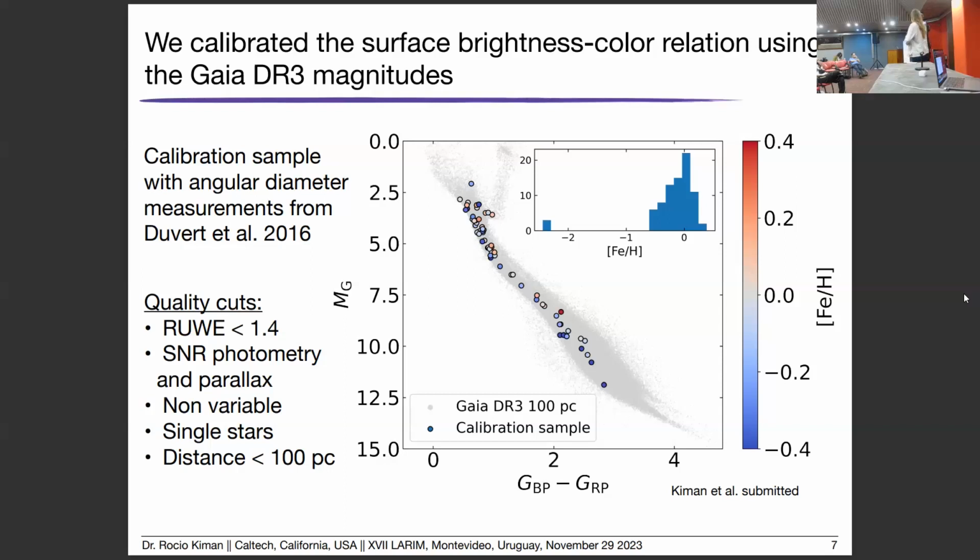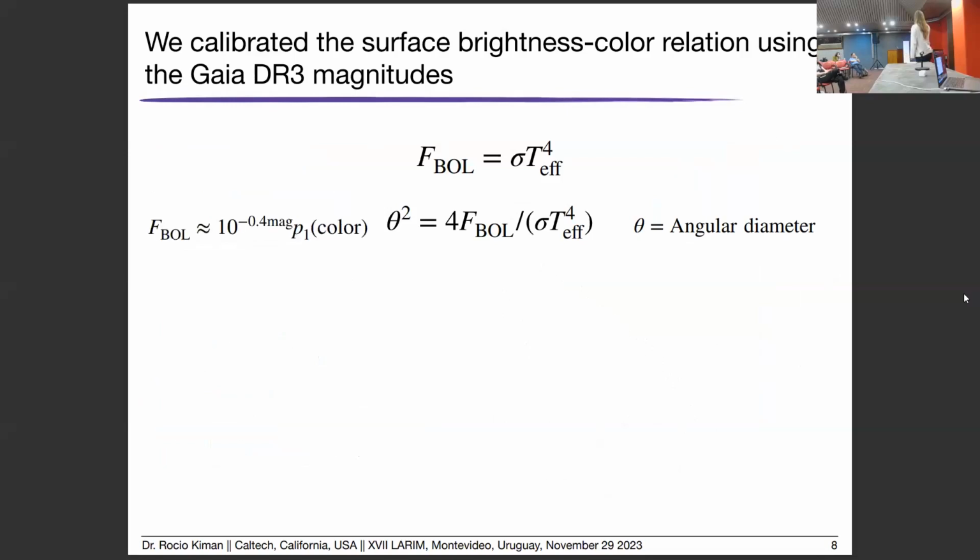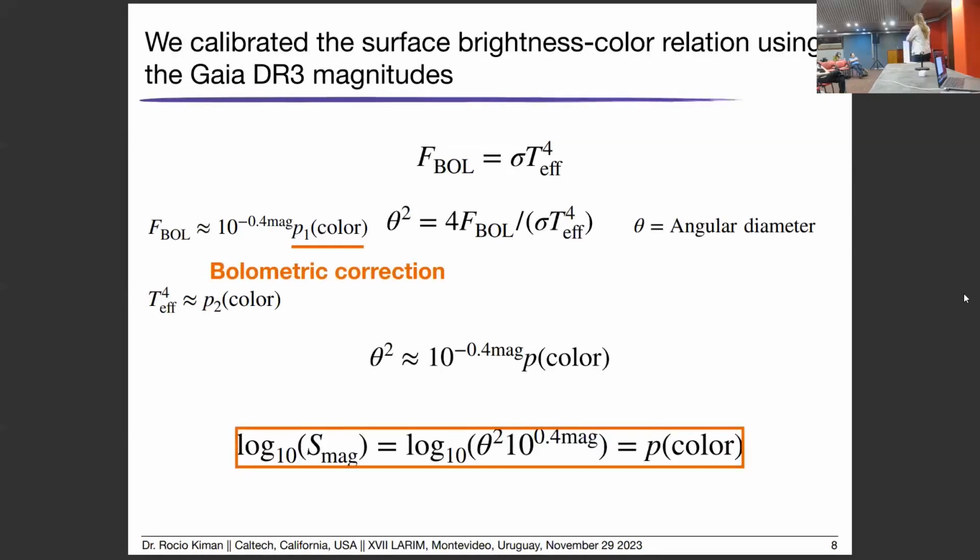So what we want to do with this then is calculate the surface brightness color relation, and to tell you what that is more or less. We start from the Stefan-Boltzmann law that can be calibrated to the flux that we get on Earth, where theta is the angular diameter of the star, so the angle that it spans in the sky. Very quickly, we can approximate the bolometric flux with a polynomial of the color and a magnitude, which is a bolometric correction, and then the effective temperature also with a polynomial. And with that, we get to a relation between the color, the magnitude, and angular diameter.